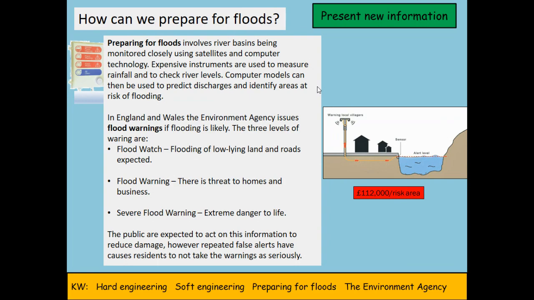So there are 3 levels of flood warning. Flood watch, which just means that low-lying land and roads are expected to flood. You have a flood warning, which means that homes and businesses could potentially flood. And then you've got a severe flood warning, which means that life is at risk.